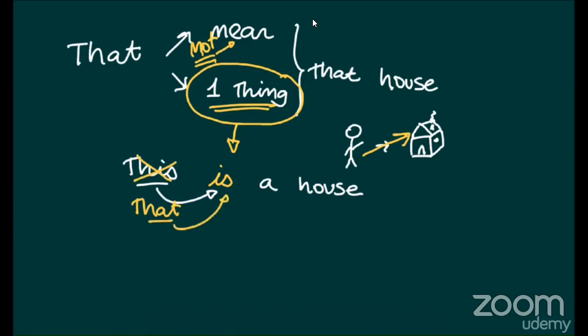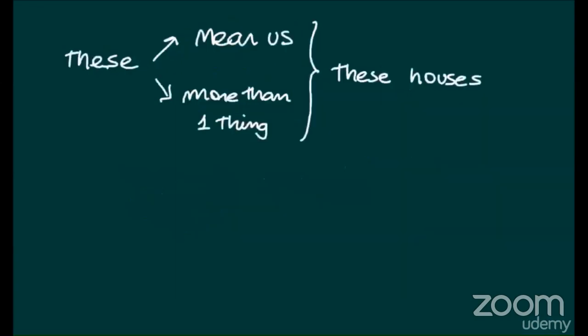For one thing, we have to use is if we are using the verb to be. For example, that is a house. We use is for one thing.